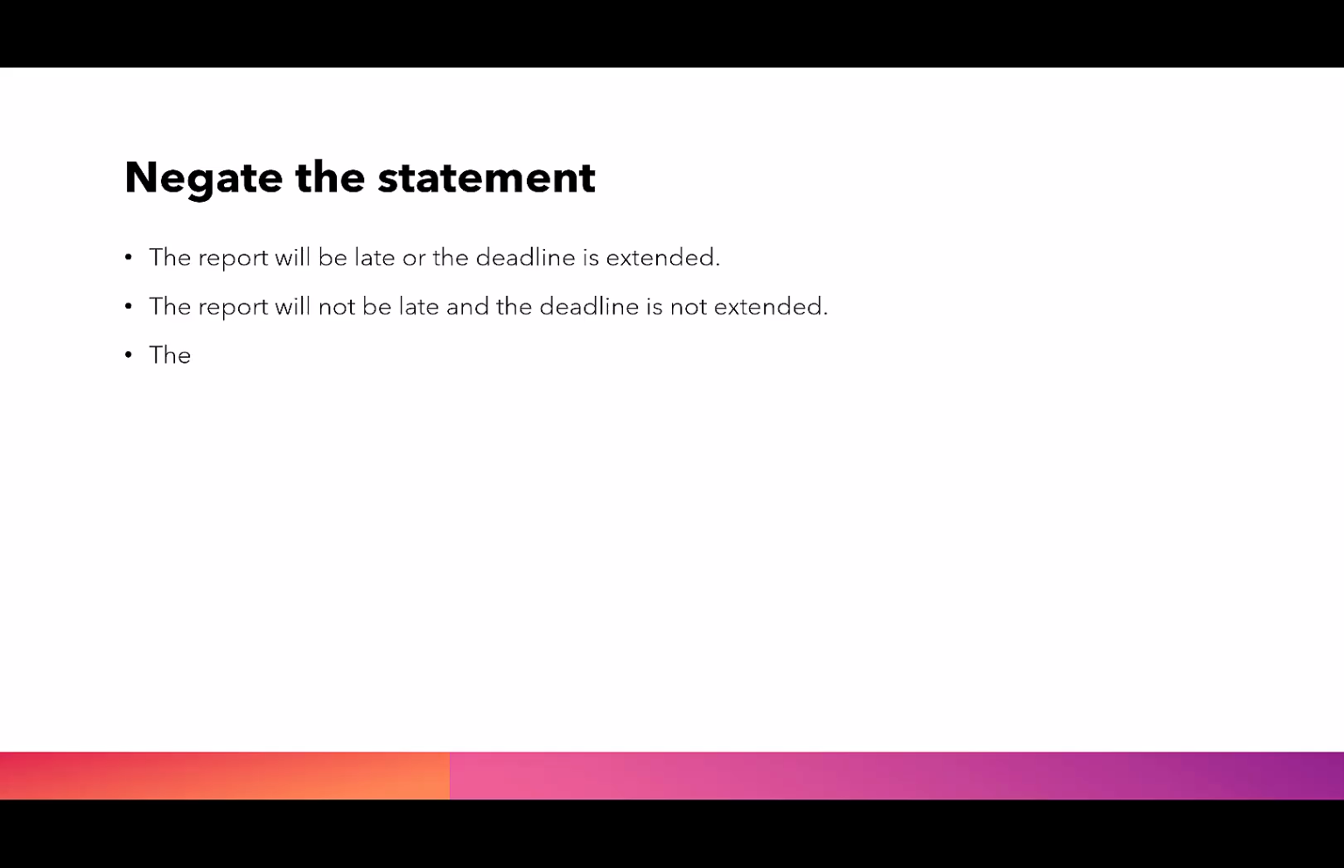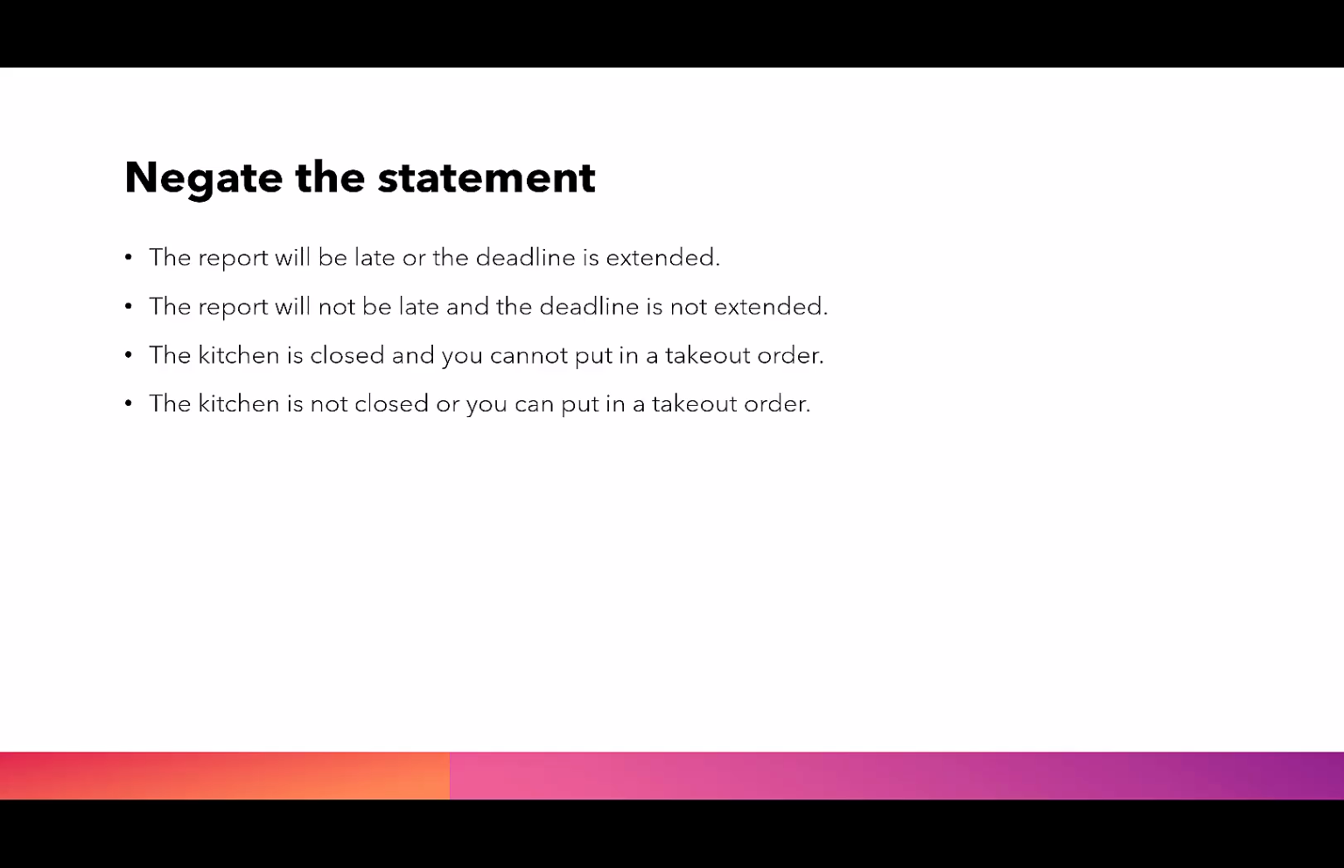Let's try that again. This time we have the kitchen is closed and you cannot put in a takeout order. In this example, when I negate cannot, I have a double negation. I don't want to say you cannot put in a takeout order. So when I negate this statement, I'll say the kitchen is not closed or you can put in a takeout order. Really be careful with these double negations so your statement is clear.